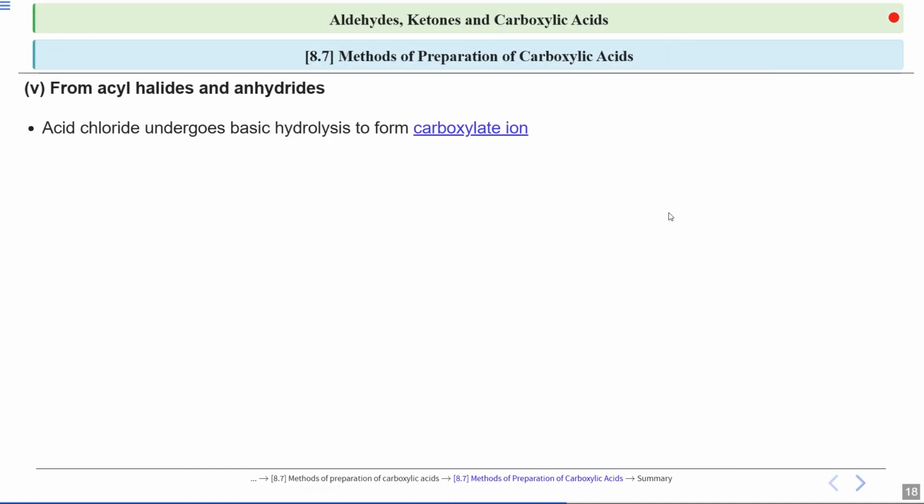Now the next step: we are going to see that acid chloride undergoes basic hydrolysis to form a carboxylate ion. In this reaction, acid chloride reacts with the base to form a carboxylate ion. Once we have the carboxylate ion, the next step is acidification. By adding an acid, we convert the carboxylate ion into a carboxylic acid.